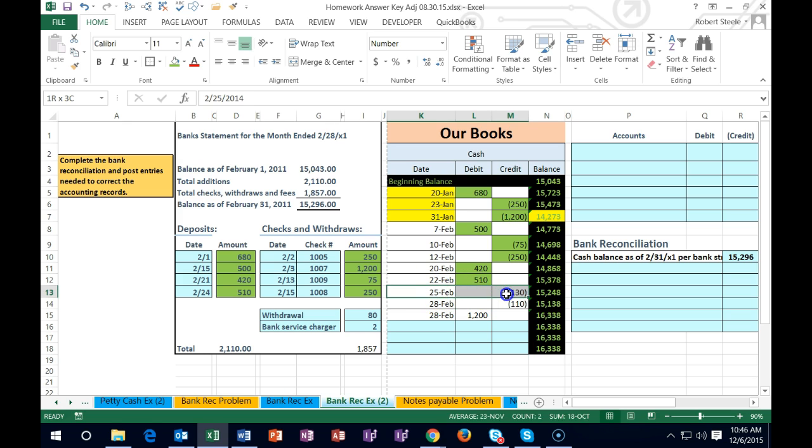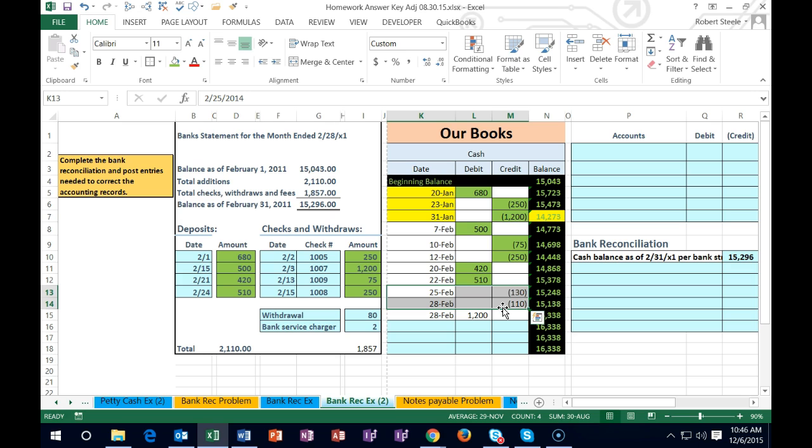We see that we have these 3 items still that are on our books that aren't on the bank statement. That means that those are probably timing differences, and that would make sense. We would say, okay, well these 2 checks haven't cleared yet. Well, we wrote them, we mailed them out.